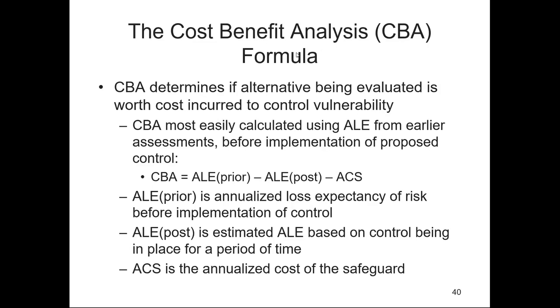In its simplest definition, the cost benefit analysis is whether or not the control alternative being evaluated is worth the associated costs incurred to control the specific vulnerability. While many cost benefit analysis techniques exist, for our purposes the cost benefit analysis is most easily calculated using the ALE from the earlier assessment, which is the analyzed loss expectancy. The cost benefit analysis will equal the analyzed loss expectancy prior to and post minus the analyzed cost of the safeguard.